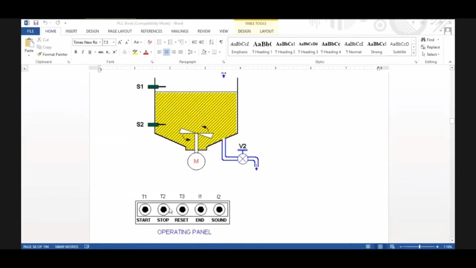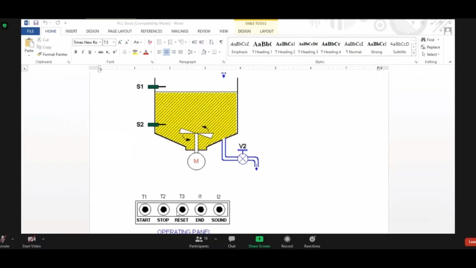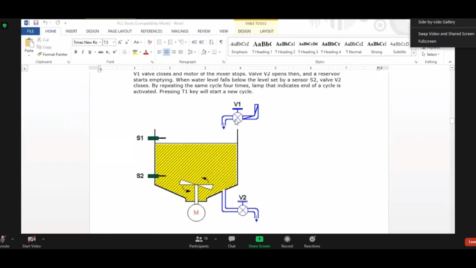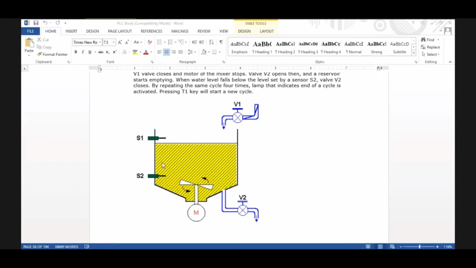You have your start and stop switch. We're only going to be using our start and stop switch, same thing as last time. We have valve 1. You have the lower limit and the upper limit switch. S2 is the lower limit switch. S1 is the upper limit switch. You have your motor and you have your valve 2 to drain.